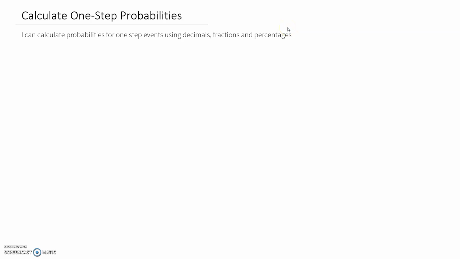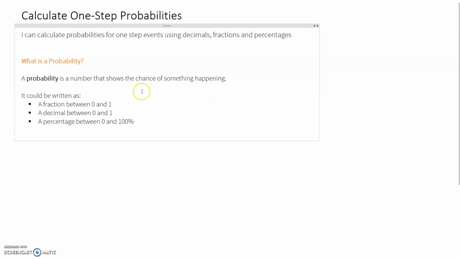In this skill, we're going to go through how to calculate a probability for a one-step event, so just one thing happening, and we're going to convert those into decimals and percentages after making a fraction. So first things first, let's talk about what a probability actually is. A probability is just the chance of something happening, and generally we express a probability as a number.